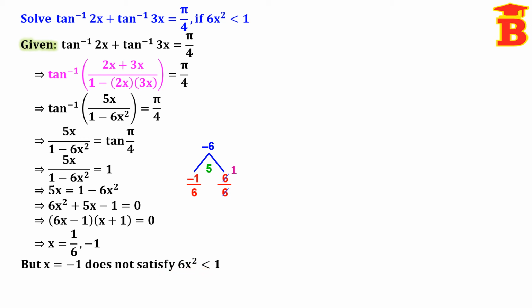If you put x is equal to minus 1 here, minus 1 square is 1, 1 into 6, 6, and 6 less than 1 is not correct. So we cannot take this minus 1 answer. We have to take the answer 1 by 6 only. So therefore x is equal to 1 by 6 is the only solution of the given equation.